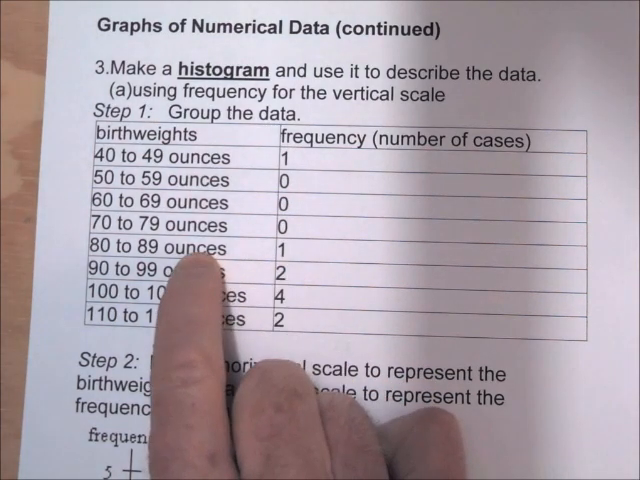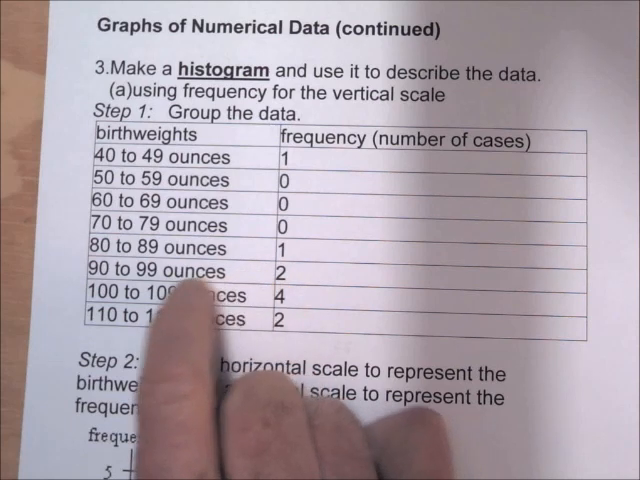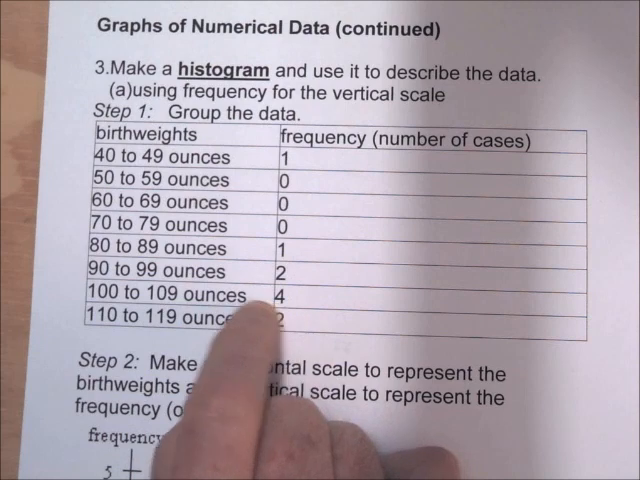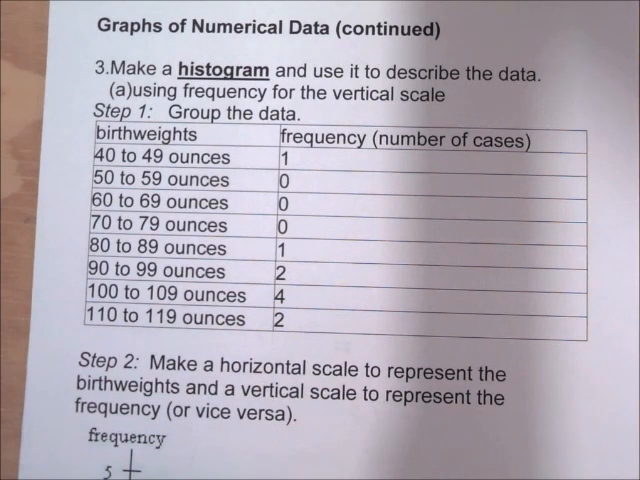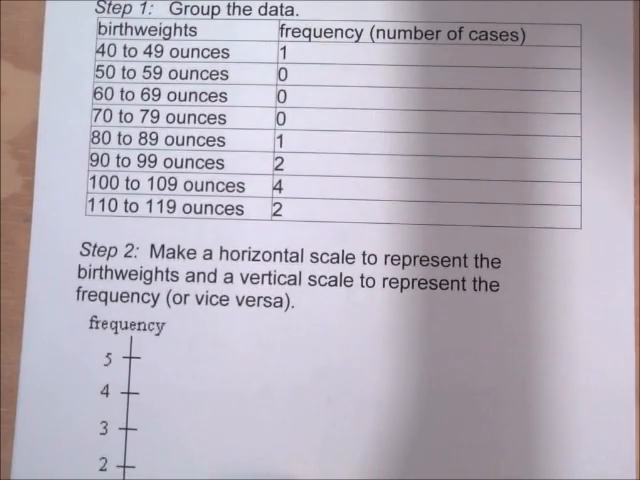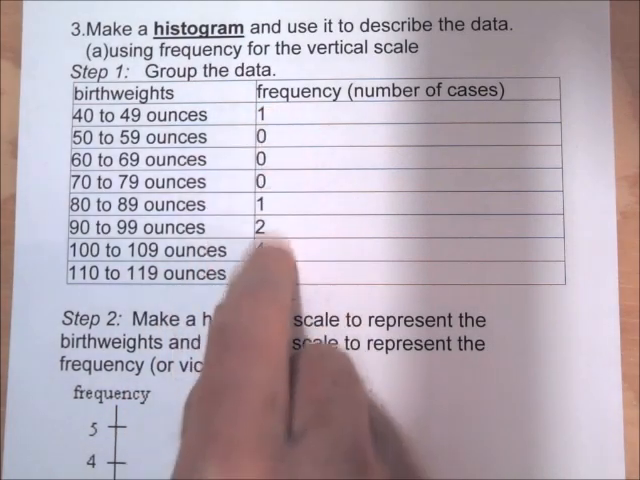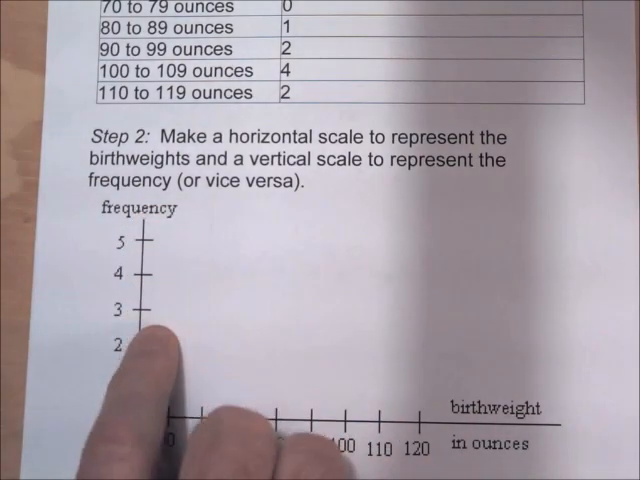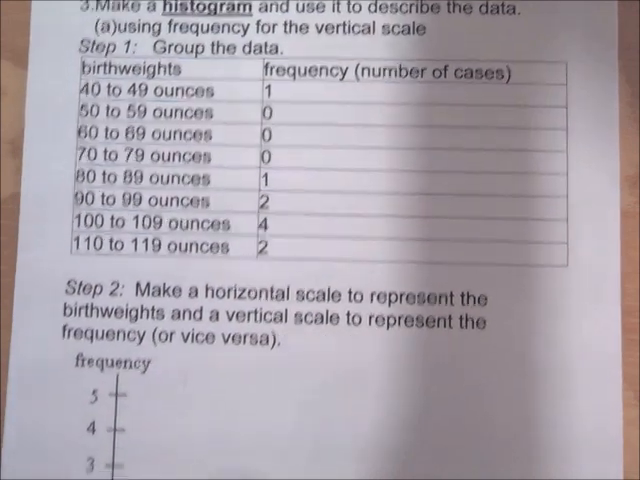One baby in the 80s, that was the 85 ounce baby. We had two babies in the 90s, the 96 and the 98 ounce baby. Four babies between 100 and 109 ounces. Two babies 110 to 119 ounces. So you group the data, and then the number of babies in each of these intervals is called the frequency, and we'll make that the vertical scale. We have to go at least up to 4. We could go past that if you want.